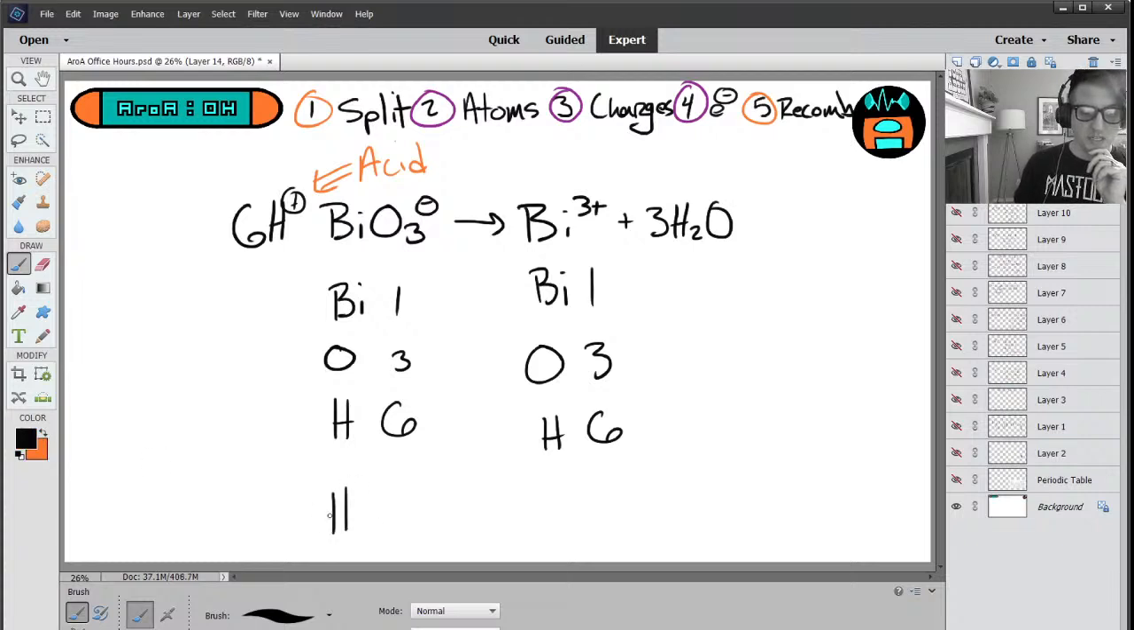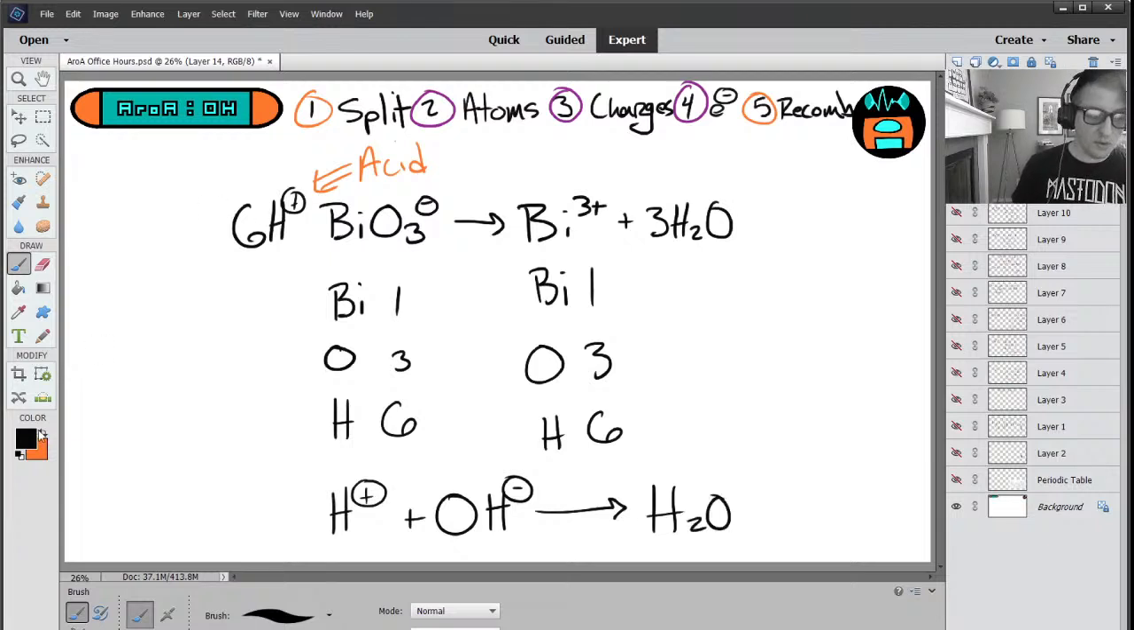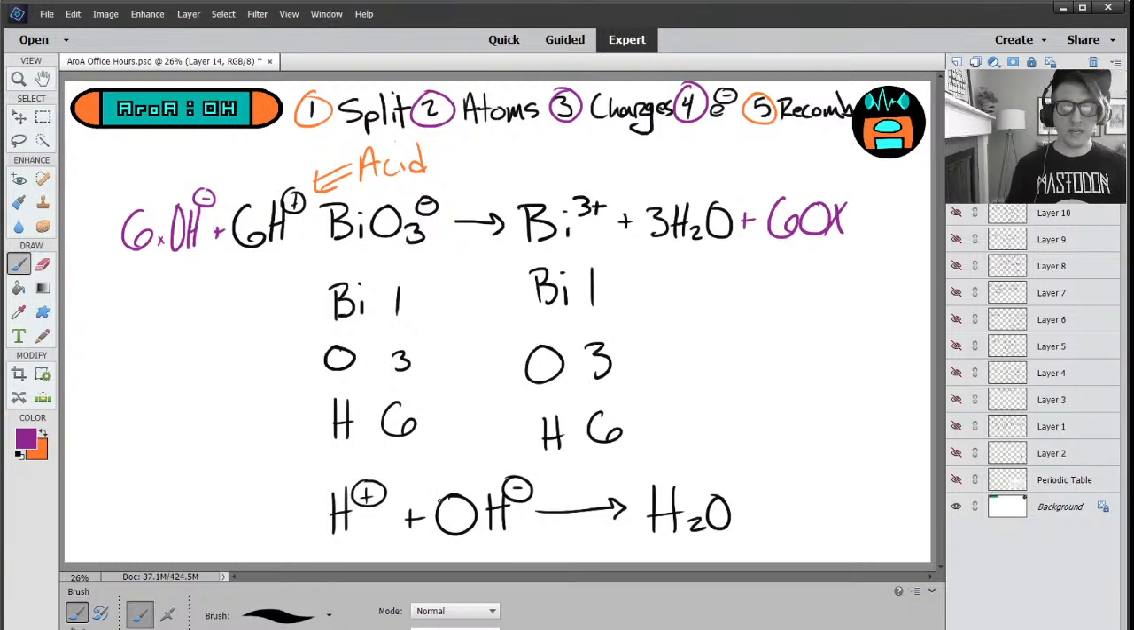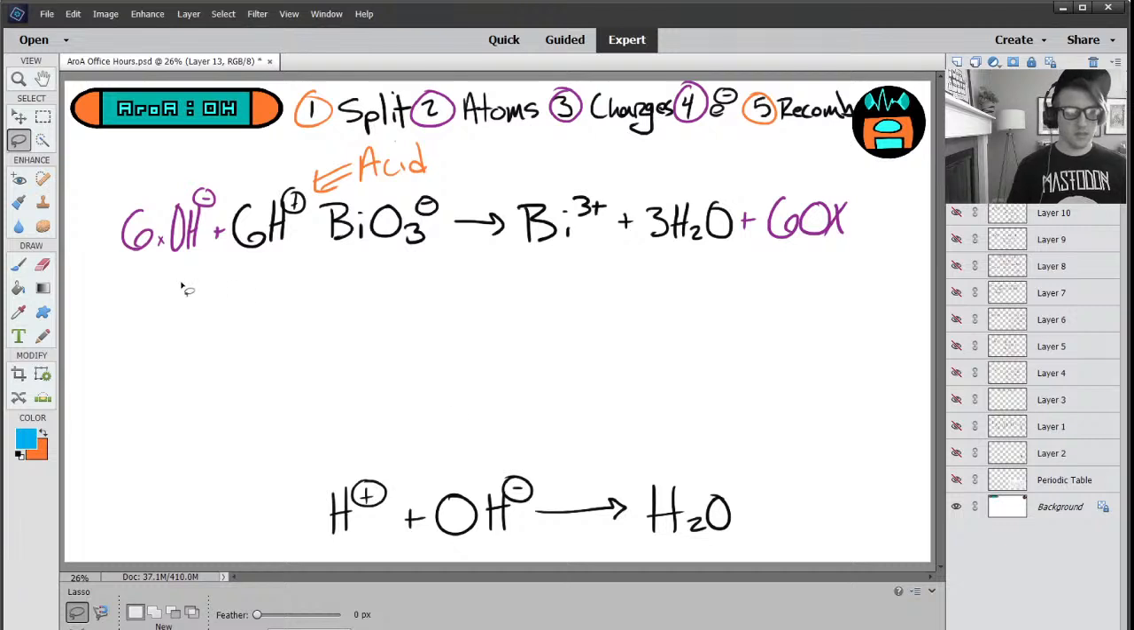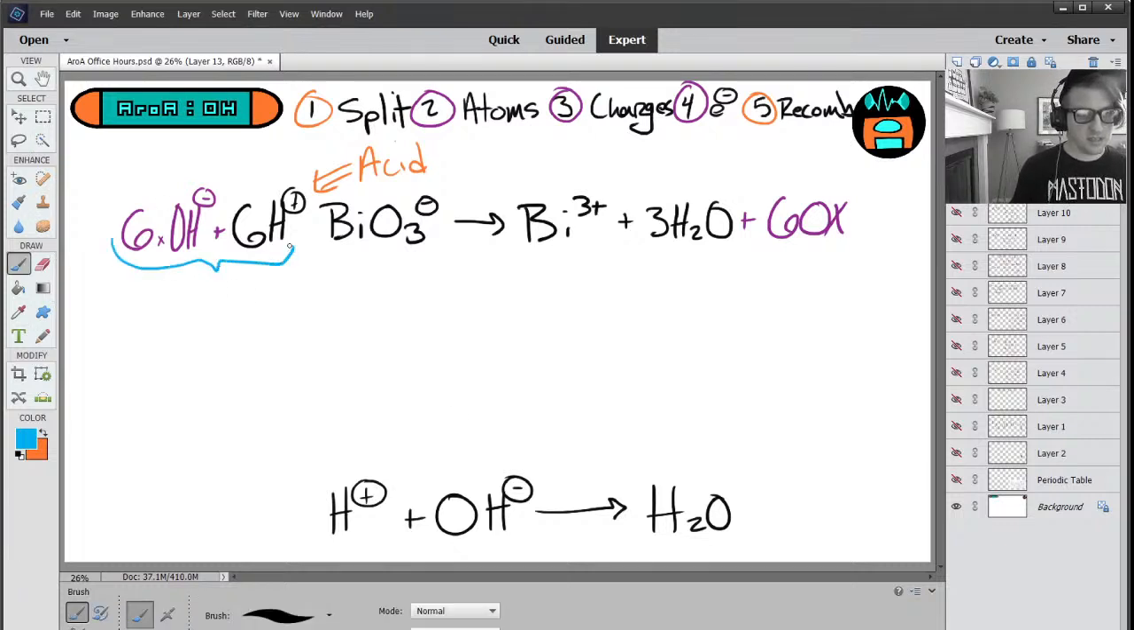Well, you're going to use a neutralization reaction. Hydronium reacts with hydroxide to produce H2O. So if you have 6 hydronium, you can fix this by adding 6 hydroxide ions to both sides of this equation. The reason why we're doing this is because these 6 hydroxides combine with these 6 hydronium to make 6 molecules of water, which totally exists in a basic solution.